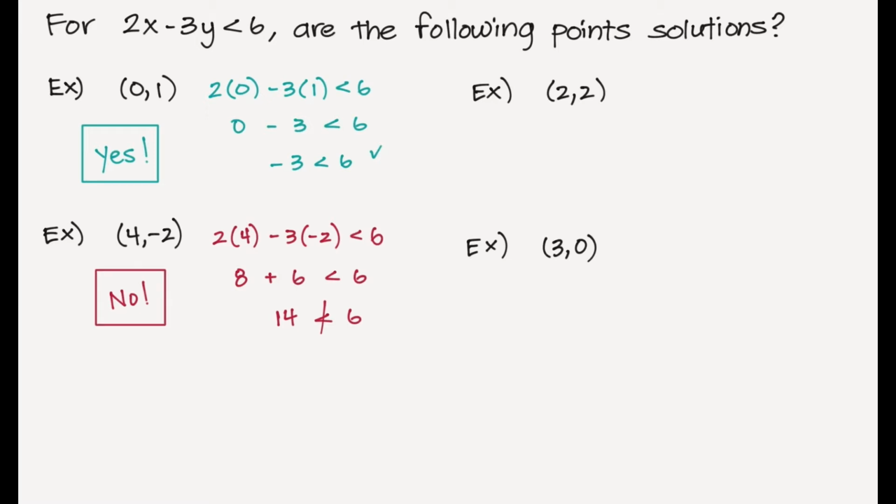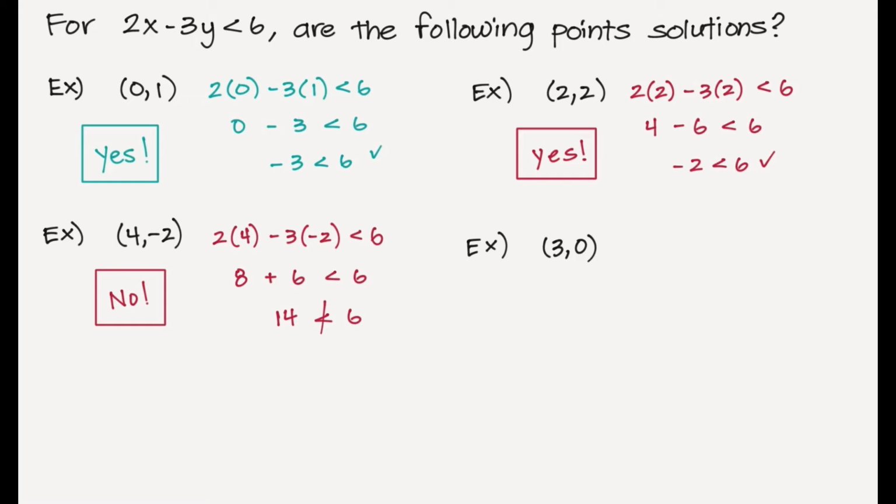All right, let's plug in (2, 2). So 2 times 2 minus 3 times 2, is that less than 6? Well, that's 4 minus 6, which is negative 2, and that is less than 6, so yes, (2, 2) is a solution. Final one, let's plug in (3, 0). So 2 times 3 minus 3 times 0, is that less than 6? 2 times 3 is 6. Take away 0 is still 6, but that's not less than 6. So no, (3, 0) is not a solution.